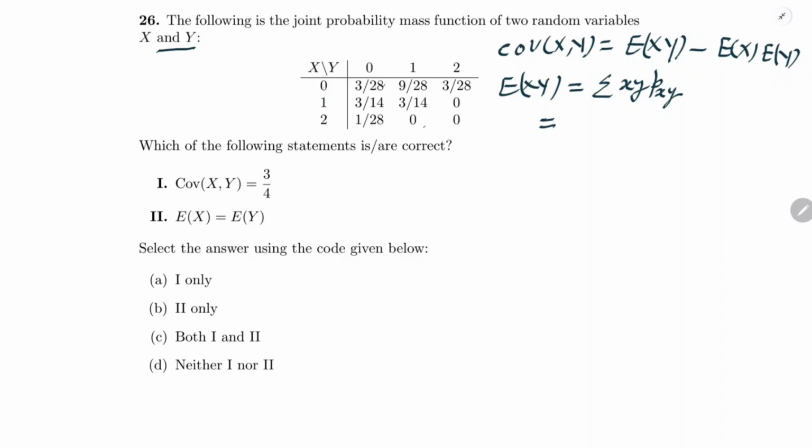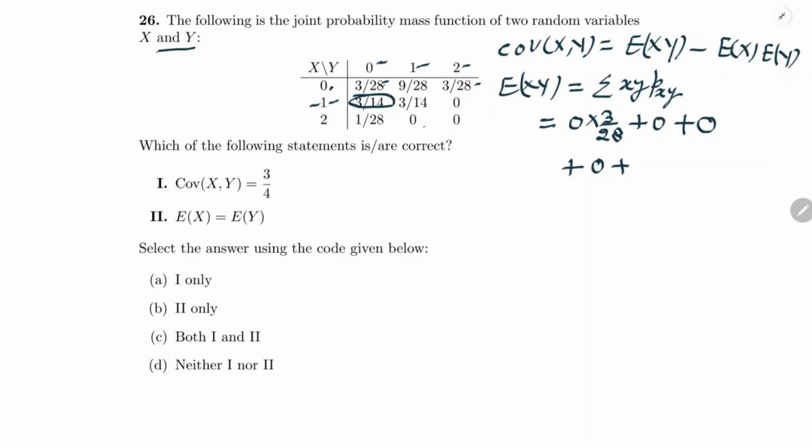So if we multiply 0 with 0, we will get 0. Then multiply with the corresponding probability 3 by 28. Plus 0 with 1, then multiply with 9 by 28. That will also give us 0. Multiply 0 with 2 and then multiply by 3 by 28. That will give 0. Multiply 1 with 0 and then multiply with 3 by 14. That will also give us 0.